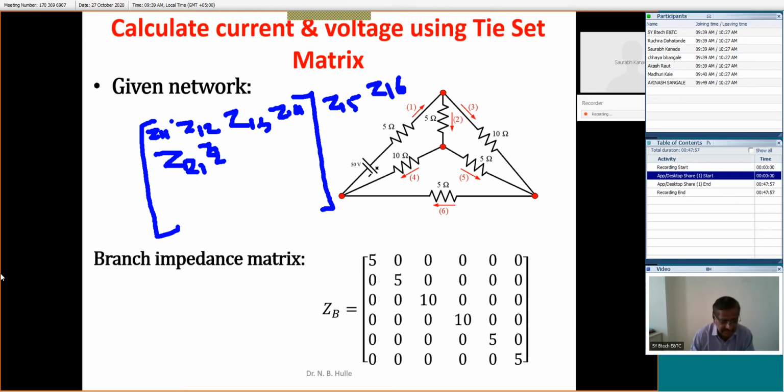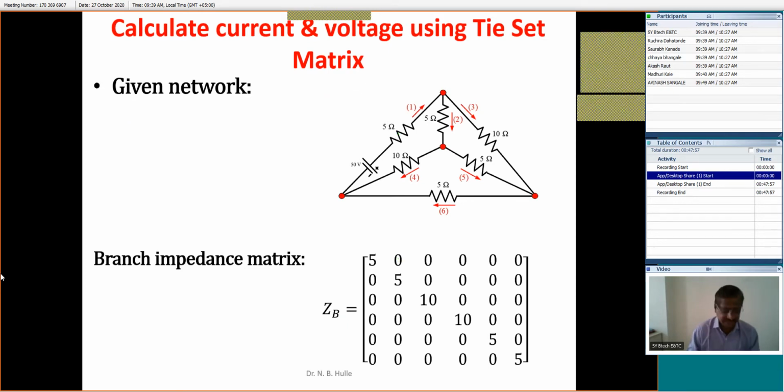But what is this Z11? Z11 is nothing but the impedance of the first branch. Z12 is the common impedance of the first and second branch. There is no impedance common to the first and second branch. That's why its entry is 0. This is not the loop. It is about the branch. That's why only the diagonal elements will be present in this ZB, that is, the branch impedance matrix. Other elements will be 0 in this particular case.